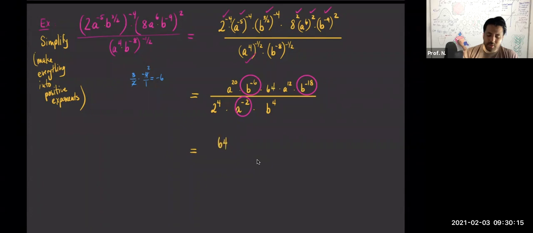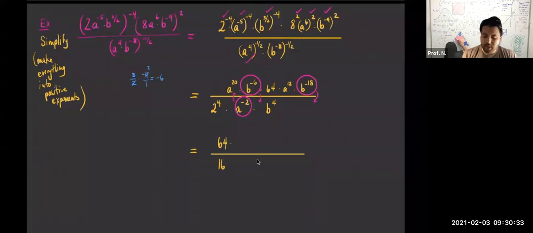So 64, usually we place the numbers in front. And in the denominator, 2 to the 4th power is 16. So these are the numbers in front. Now I'm going to be moving a to the negative 2 in the numerator. I'm going to move this to the denominator. I'm going to move this to the denominator.